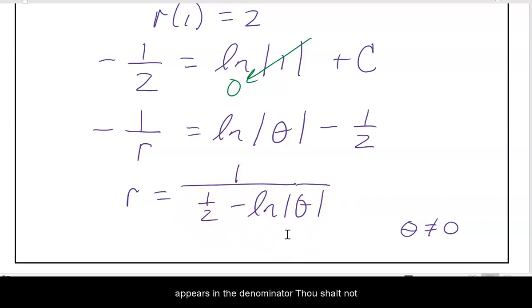Thou shalt not divide by 0. So I need to make sure that 1/2 minus the natural log of the absolute value of theta does not turn out to be 0. Let's use the algebra to figure that out.